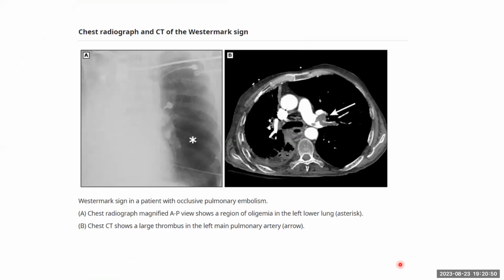So this is another CT and X-ray showing Westermark sign. As you can see here, this is radiolucent, while this has bronchovascular markings. It becomes radiolucent because there is no blood flow. And here you can see in the same area on the left side, there is a significant embolus in the CTPA.